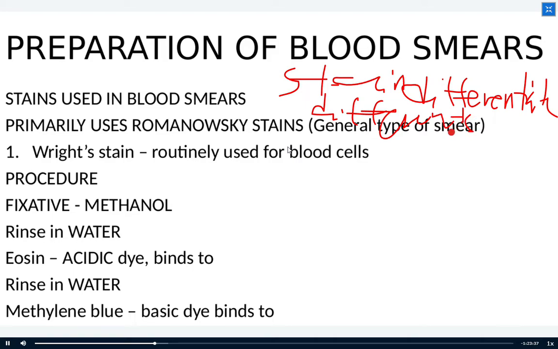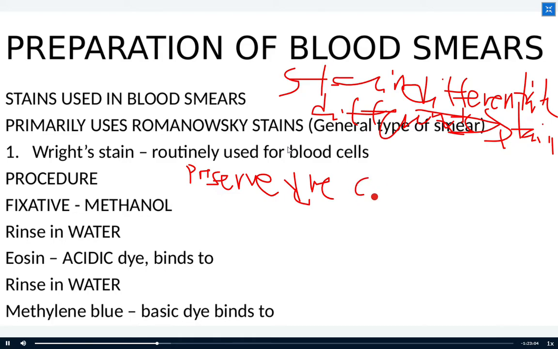Now, in blood smear preparation, class, we commonly use Romanowski stain. So Romanowski stains, class, is a general type of stain. Now, for this one, class, we would use your methanol as your fixative. Your methanol or your fixative would act to preserve. Whenever you encounter the word fixative, class, they would preserve the cellular appearance of the cell.